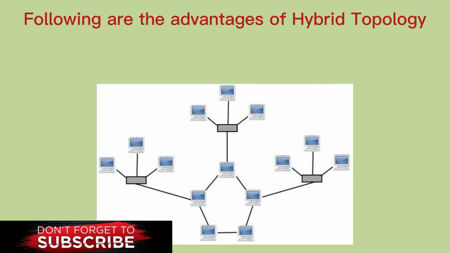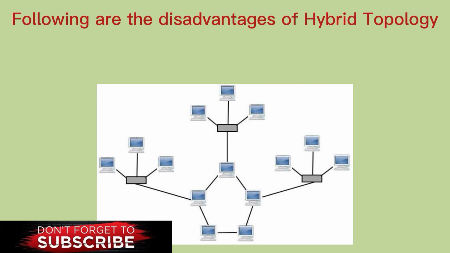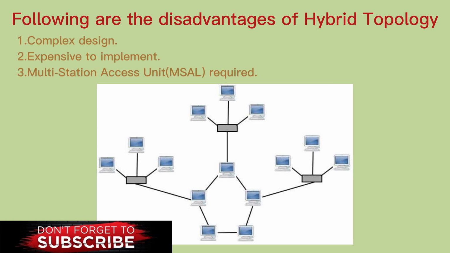Following are the advantages of hybrid topology. 1. It can handle a large volume of nodes. 2. It provides flexibility to modify the network according to our needs. 3. Very reliable. If one node fails, it will not affect the whole network. Following are the disadvantages of hybrid topology. 1. Complex design. 2. Expensive to implement. 3. Multi-station access unit and cable required.